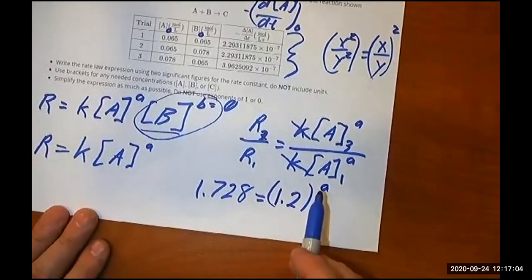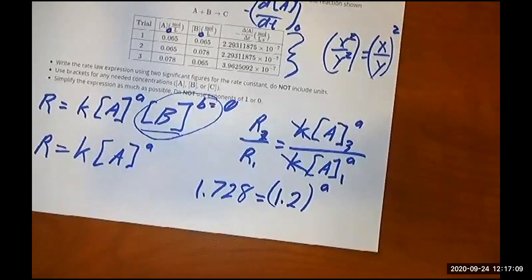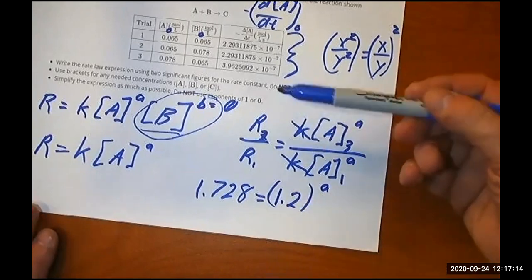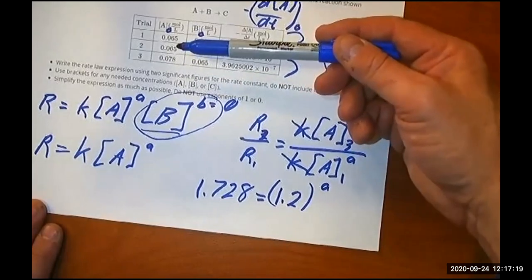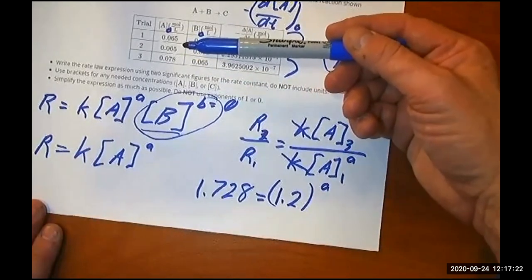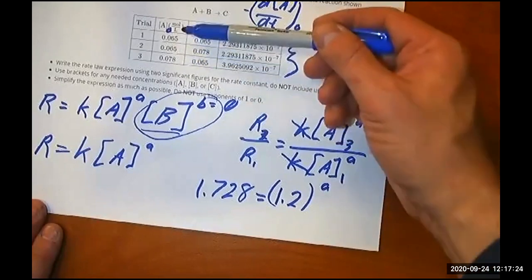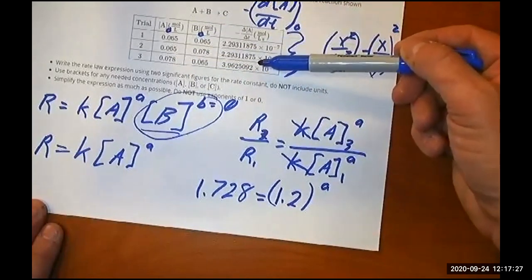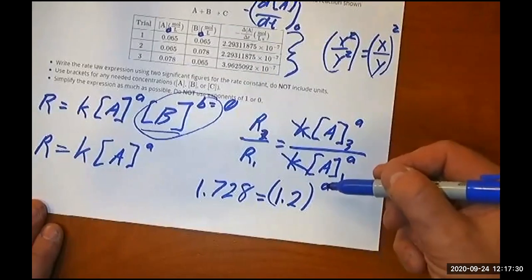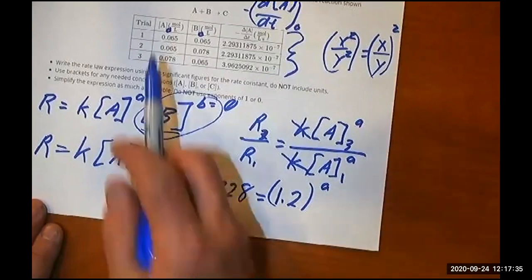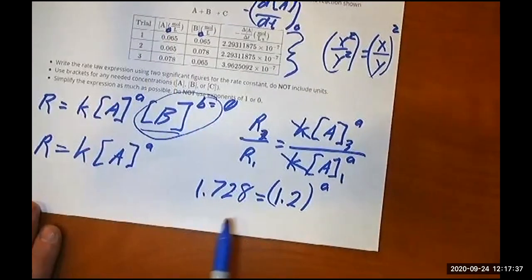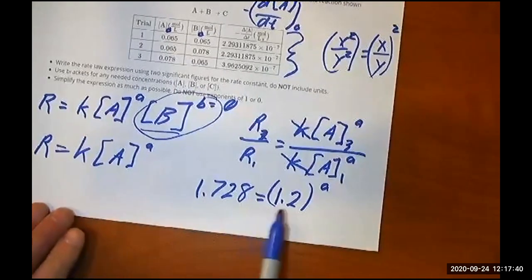Now, in the other examples I've worked in class and that I did in the video that introduced this method, I specifically chose changing the concentrations by a factor that was a nice integer. So I doubled it, for example. And so if you double this and then this doubles, then just by looking at it, you can say, okay, the exponent has to be a 1. But in this case, we didn't double it. And so it's not as easy to see what's going on.